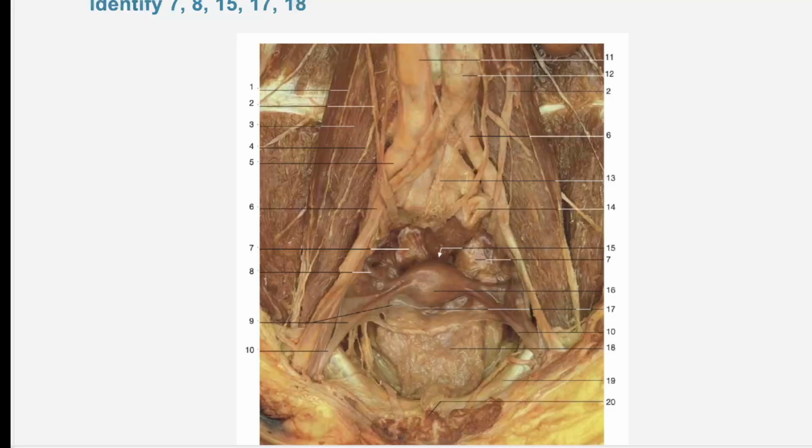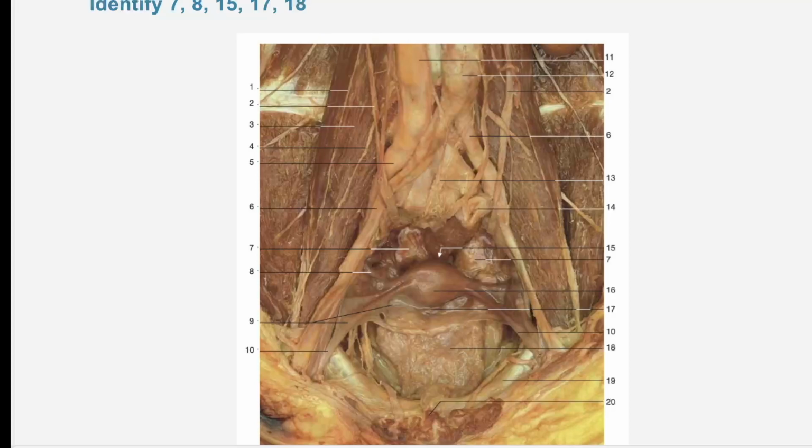Then we need to identify 7 and 15, okay? So 15 is not actually pointing to the fundus of the uterus. 16 is just the uterus. But 15 is a pouch, and 17 is another pouch. So we have a pouch between the urinary bladder and the uterus, 17, that would be the vesicouterine pouch. And then 15 will be the Douglas pouch or rectouterine pouch.